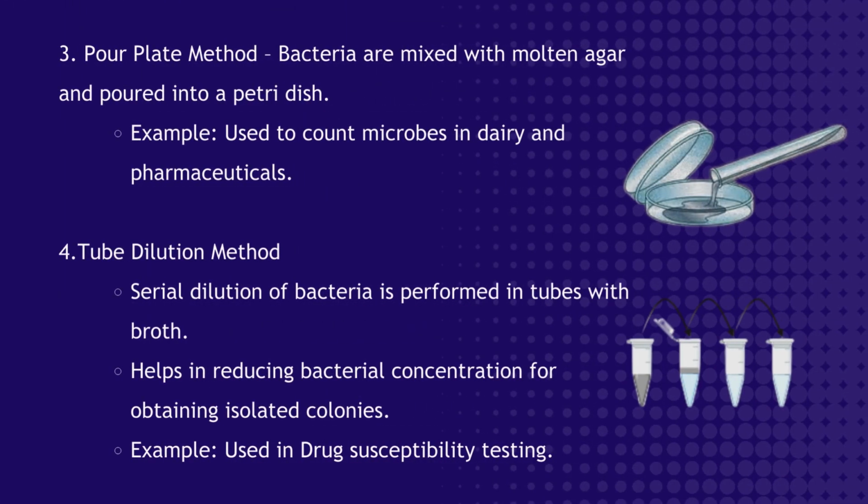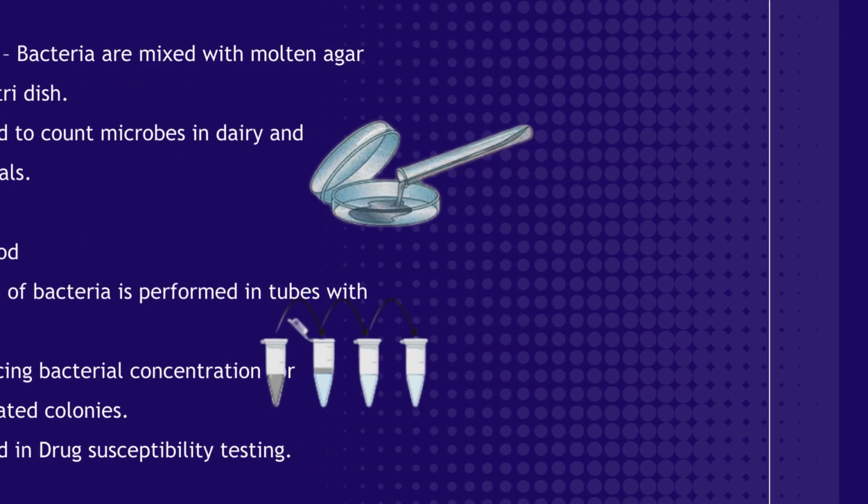Pour plate method: bacteria are mixed with molten agar and poured into a petri dish. Example: used to count microbes in dairy and pharmaceuticals. Tube dilution method: serial dilution of bacteria is performed in tubes with broth. It helps in reducing bacterial concentration for obtaining isolated colonies. Example: used in drug susceptibility testing.